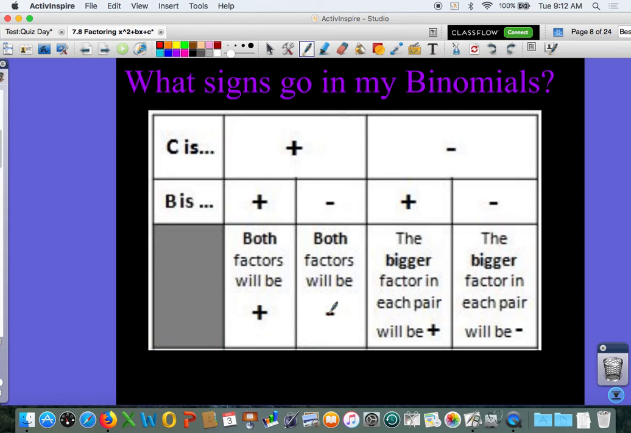If your c is negative, then you look at your b. If b is positive, the bigger factor in each pair will be positive. So if the bigger is positive, then we know the smaller will be negative. If b is negative, the bigger factor in each pair will be negative. So the smaller will have to be positive. Okay? This chart will really help you. If you don't have a copy of it, you might want to write it down.